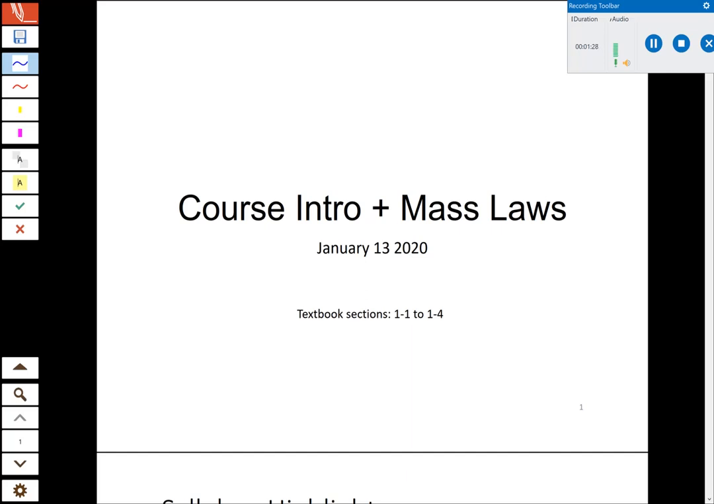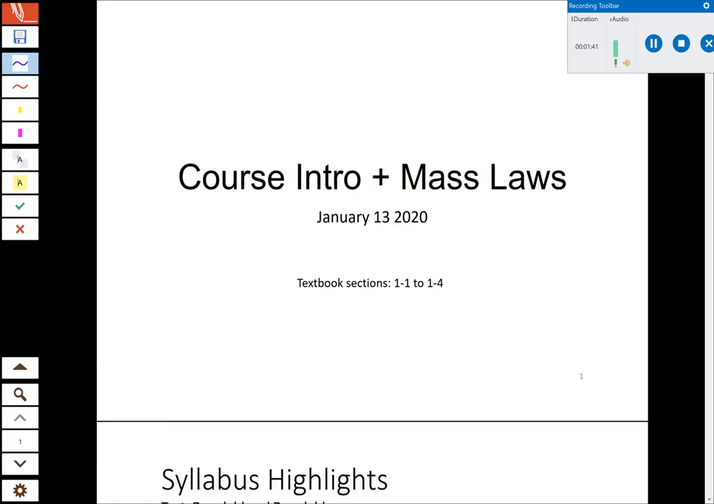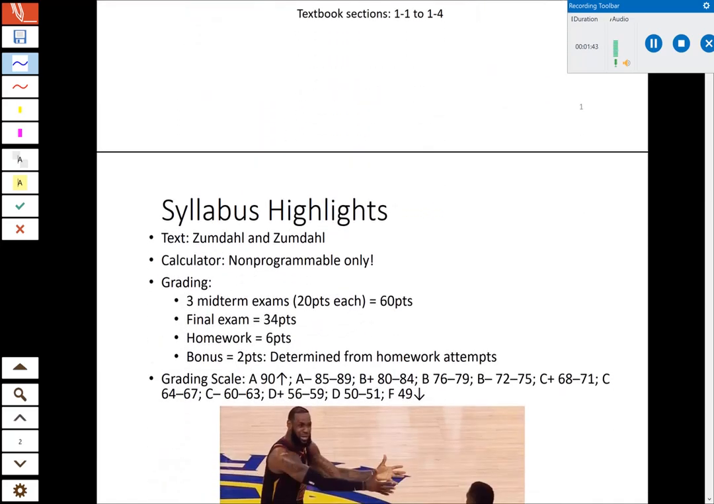You should, as long as you're registered for the class, and also make sure that you're checking the email address that's associated with your Blackboard account, because that will be the primary way that I will communicate with all of you throughout this semester. Okay? All right, so let's get into it then with some stuff about the syllabus.